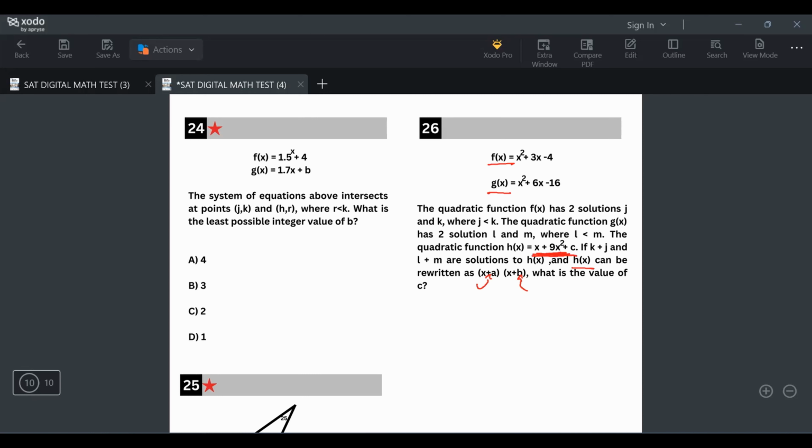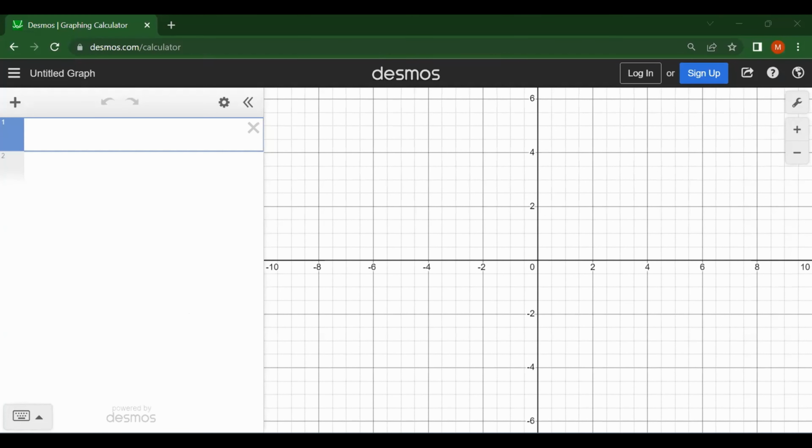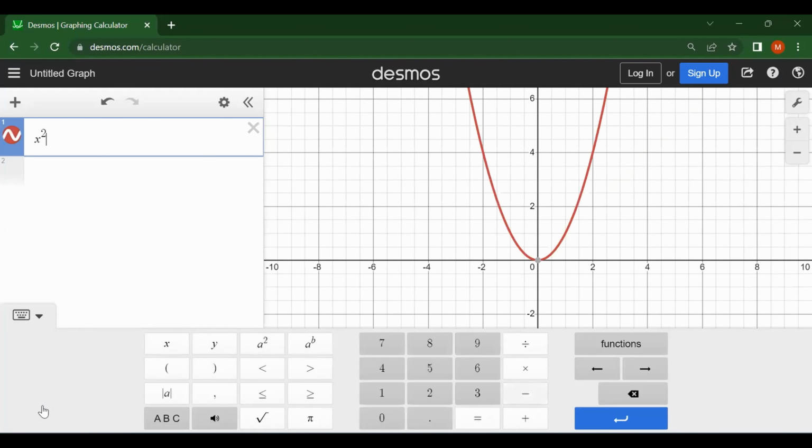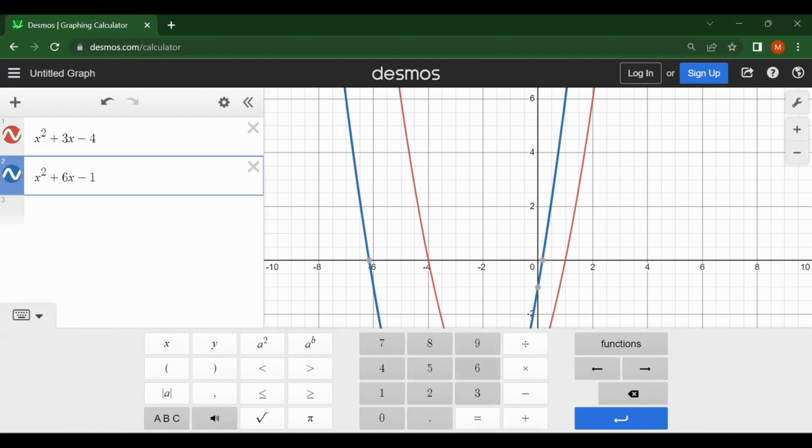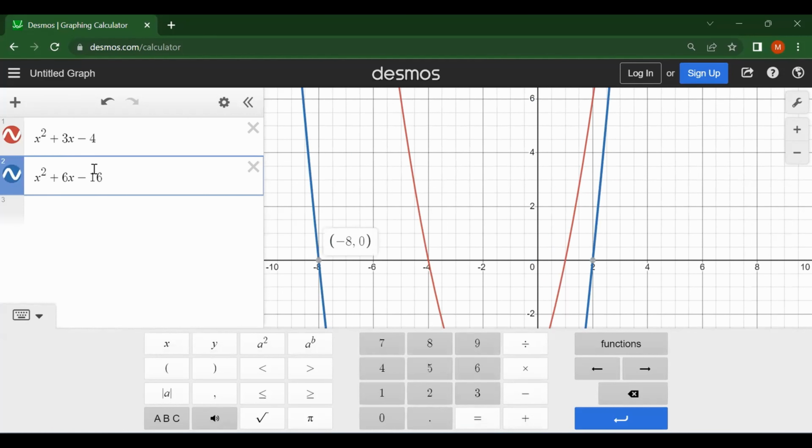Just let me open my browser. Okay, so the first function is x power 2 plus 3x minus 4. Yeah, no, minus 4. It's minus 4. And the second function is x power 2 plus 6x minus 16. So what we are looking for as a solution for the function, in other words, are the points at which the functions intersect the x-axis here.